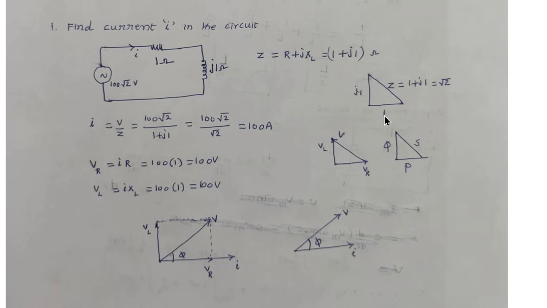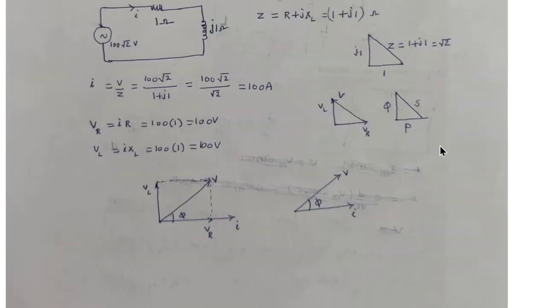We can represent all this in the impedance triangle and voltage triangle like this. This is the impedance triangle. R is represented as 1 ohm, XL is represented as J1, and the resultant is Z, that is 1 plus J1, which is root 2. Similarly, for the voltage across the resistor and the inductor, VR is on the x-axis, VL is on the y-axis, and the resultant is the applied voltage V. We can also represent this in the power triangle as P, Q, S.